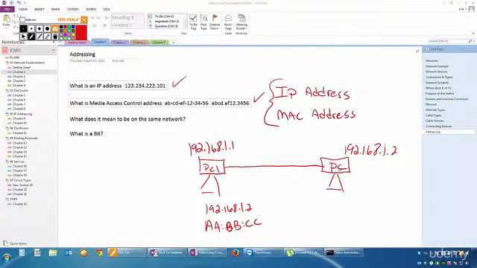Assuming that's the MAC address of PC2. So in order for communication to happen, we must have an IP address. We must have a MAC address. MAC addresses are easy. They're already on the network card. Hey, that was pretty easy for you. The IP addresses are what we actually define ourselves and what we assign.